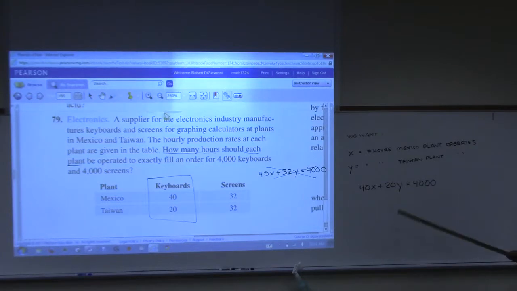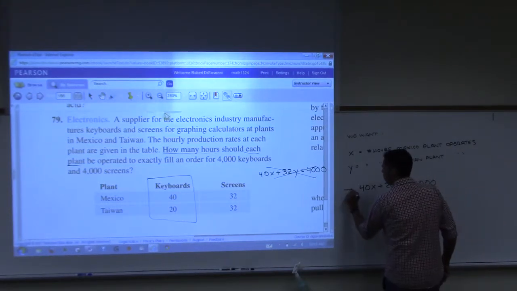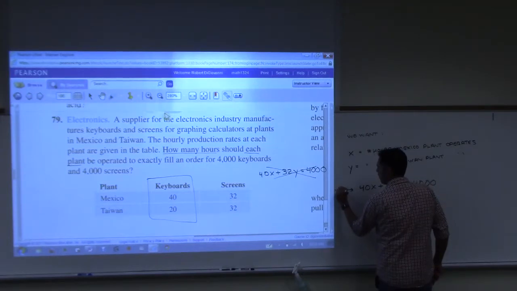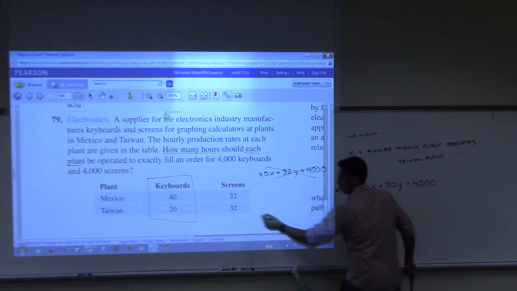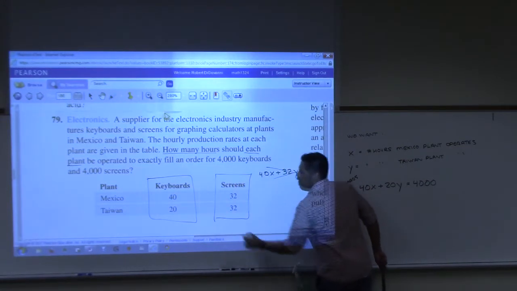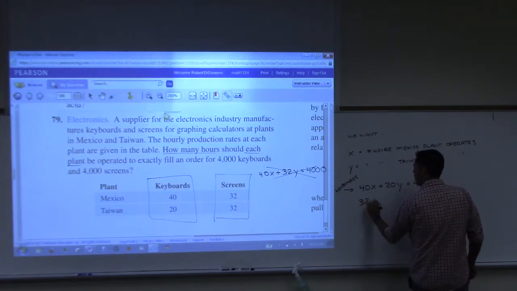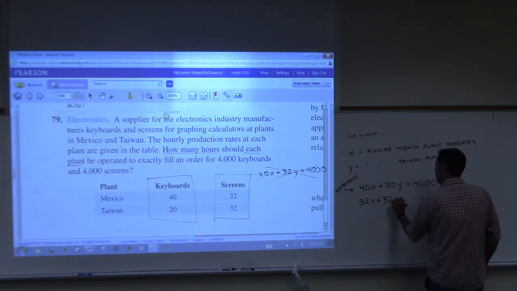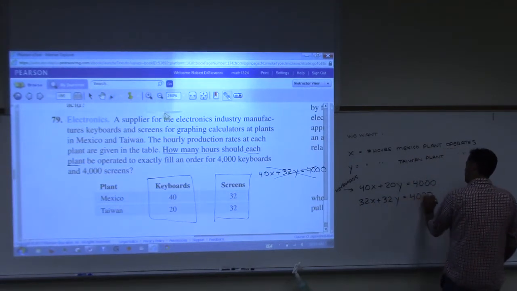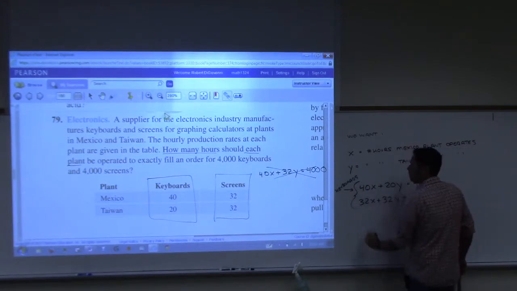All right, now what would the other equation have to be? And I'll put here, this was our keyboards. It would be using that information, right? 32x plus 32y equals 4,000. All right, there we go.